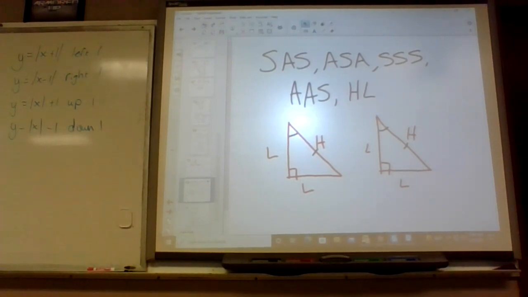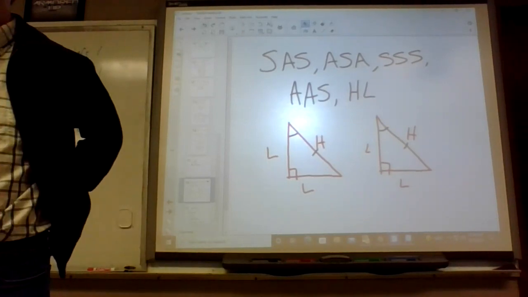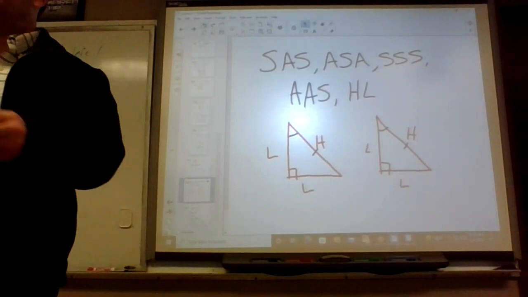A rectangle rhombus. Square. Rectangle means equal angles. Rhombus means equal sides. What has equal angles and equal sides? Square.